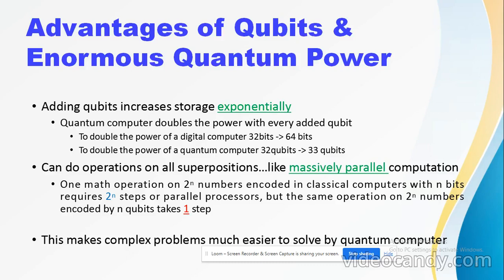Next, a quantum computer can do operations on all superpositions, which is like a massively parallel computation. For example, one math operation on 2 power n numbers encoded in classical computers with n bits requires 2 power n steps or parallel processors. But the same operation on 2 power n numbers encoded by n qubits takes one step. This makes complex problems much easier to solve by quantum computers.